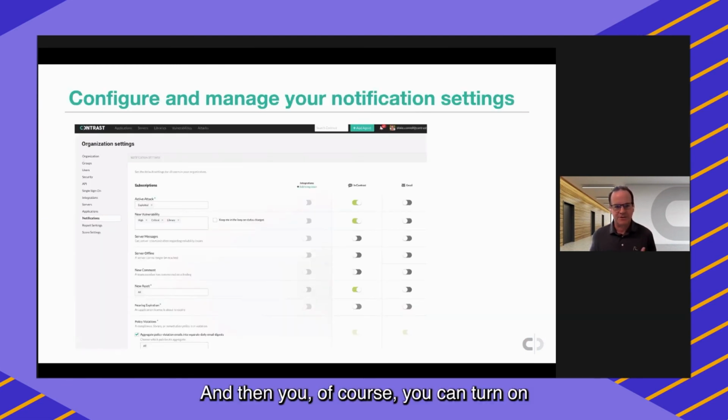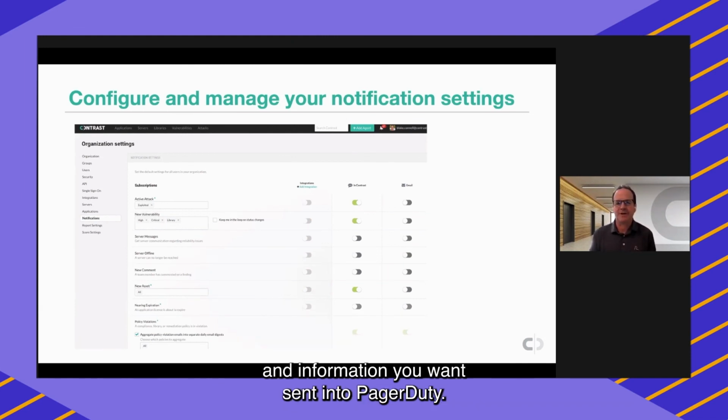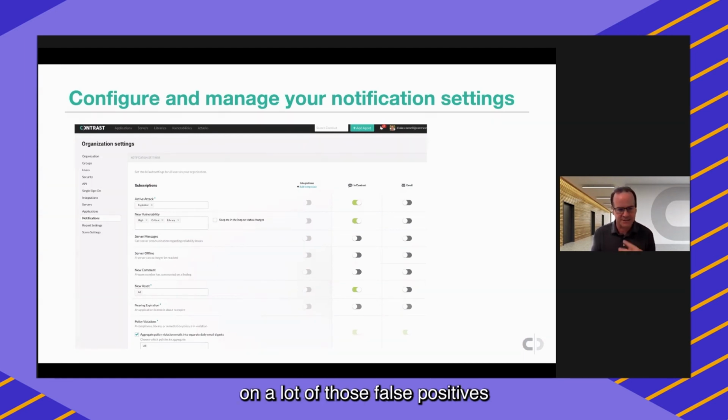And then, of course, you can turn on, manage, and configure how much notification and information you want sent into PagerDuty. We're very cognizant of that. We don't want to overflow you with information. That's one nice thing about embedding, by the way: the information that we're getting from the embedded nature of our technology is very precise and accurate. So it really helps cut down on a lot of those false positives that you might otherwise get.